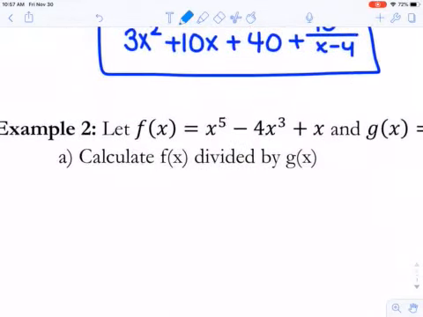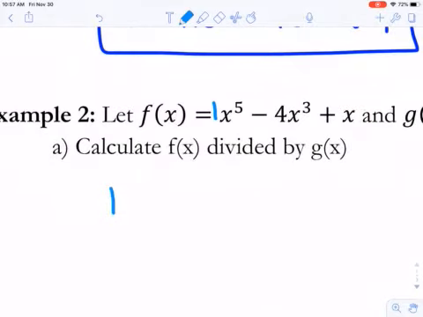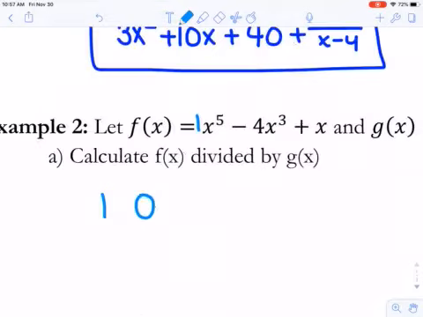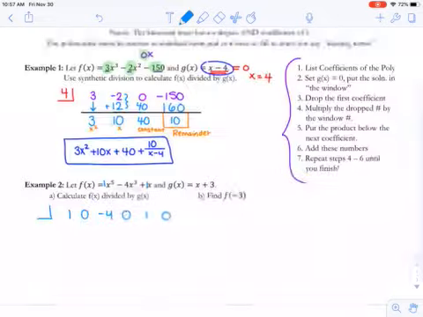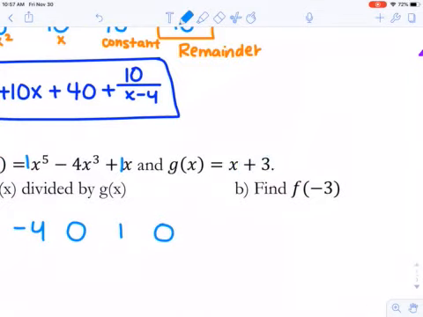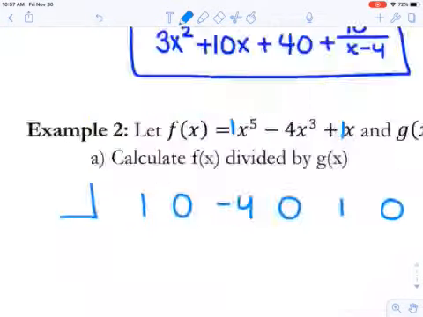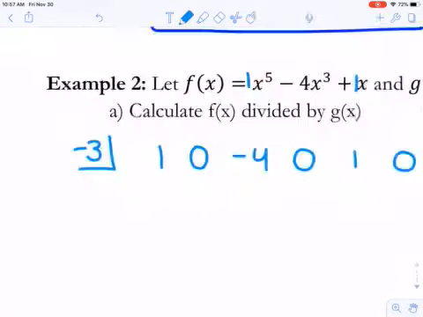Okay, list the coefficients. 1. There is no x to the 4th. Put in a 0. X to the 3rd is -4. Don't forget that negative. There is no x squared. Put in a 0. There is an x. The coefficient is 1. There is no constant. Make sure you put in a 0 for the constant, too. Now, you might be thinking, all right, now what goes in the window? Change the sign. So x is -3. That's what we put in the window. And now we do our synthetic division.